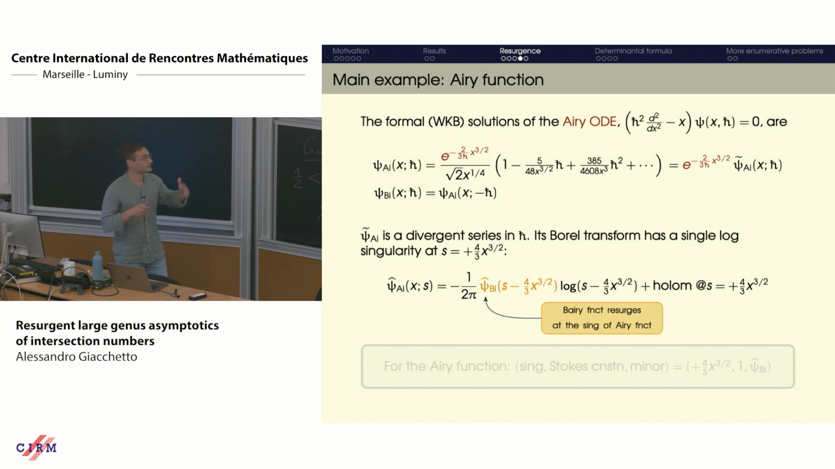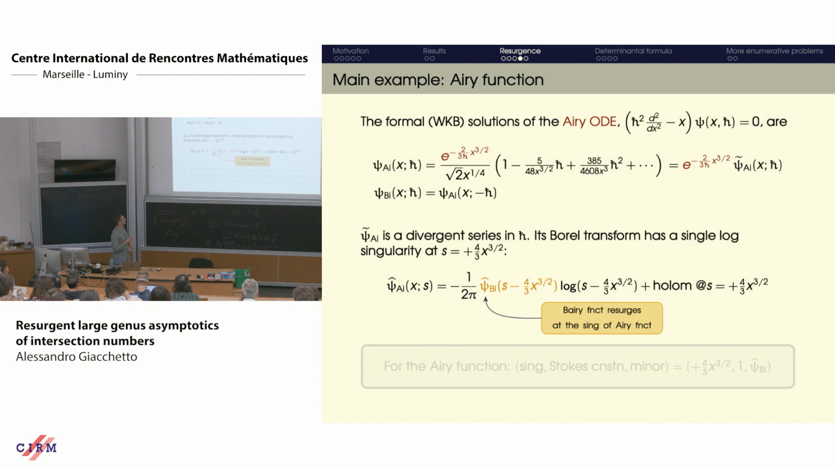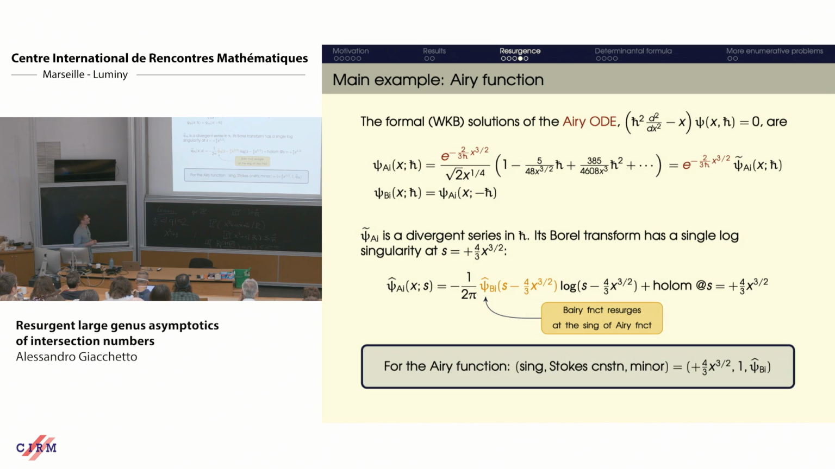But this is the case, and this is the case in a much more general setting involving this kind of Schrödinger type equations. And this also explains a bit the name resurgence. You are looking at the Airy function, and at the singularities of the Airy function, you see the Berry function appear. And so the upshot here is that for the Airy function and the Berry function as well, we know everything. We know the location of the singularity, which is 4/3 x to the 3/2. We know the Stokes constant, which is 1. And we know the minor, which is the Berry function.